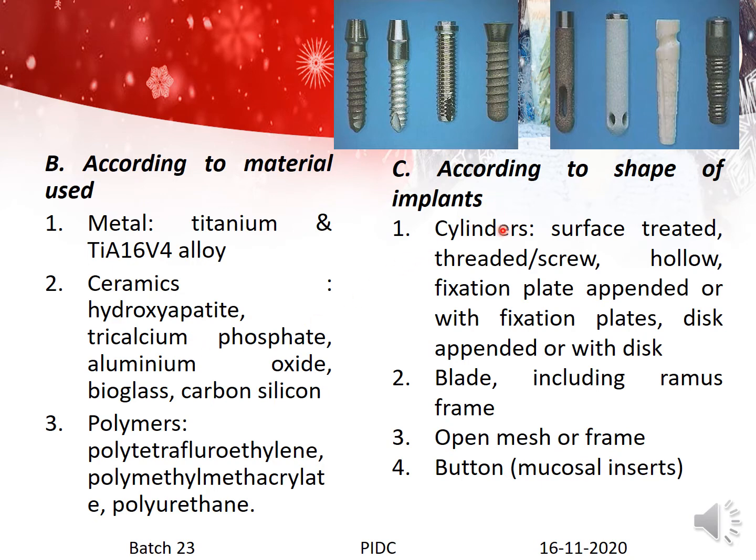According to the shape of the implants, it could be a cylinder shape, it could be either surface treated, threaded, like for example you can see the threads here, hollow, fixation plate appended or with fixation plates, disc appended or with discs, a blade including ramus frame, open mesh or open frame, and the button implants.